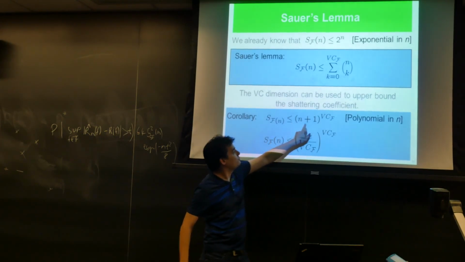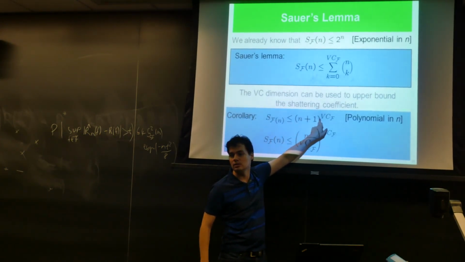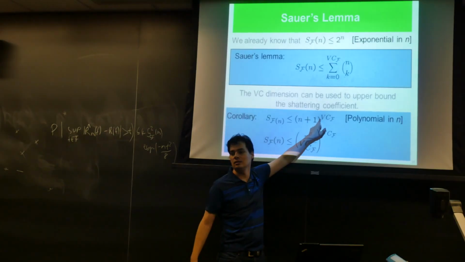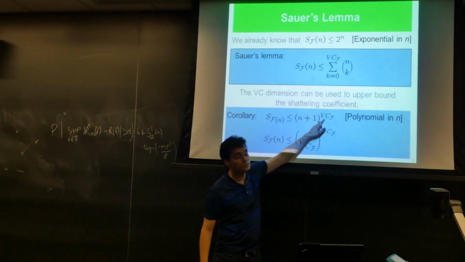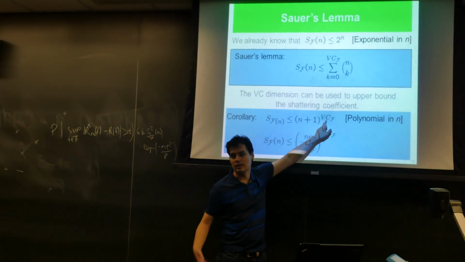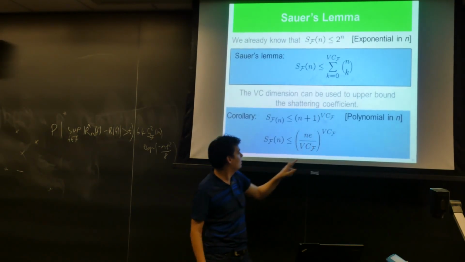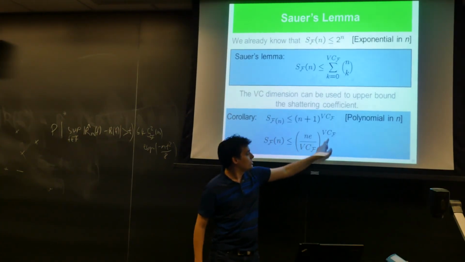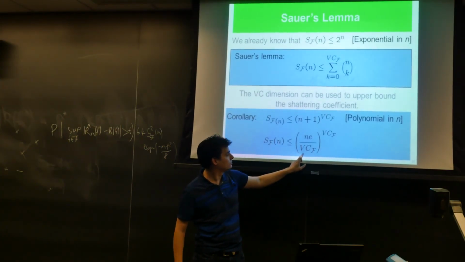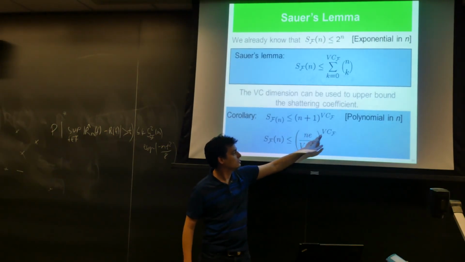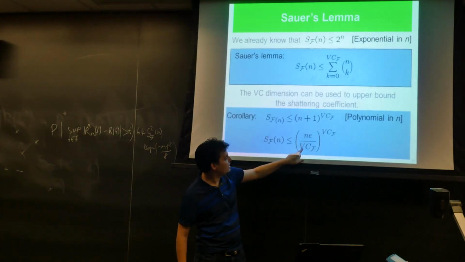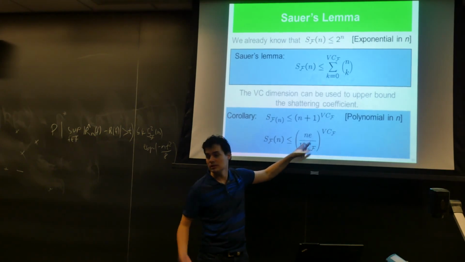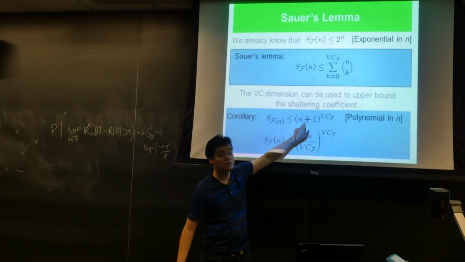And two very simple corollaries from Sauer's lemma are these two inequalities: S_F(n) is less than (n+1) to the VC dimension. It's very cute, right? It just says that this is less than a polynomial where the order of the polynomial is the VC dimension. Another form we sometimes use is this. Again, it's a polynomial with degree VC dimension. And you can see that if, say, the VC dimension is at least 3, bigger than e, then this could be much tighter than this.